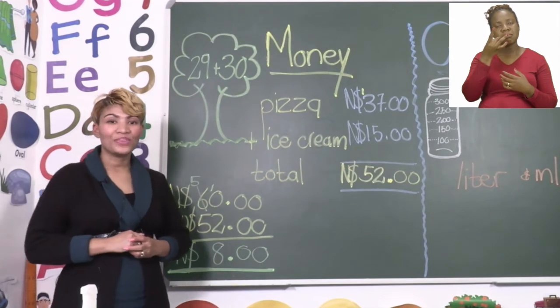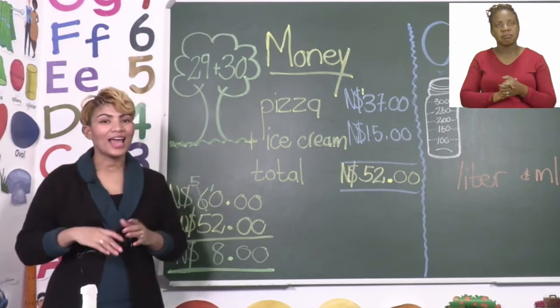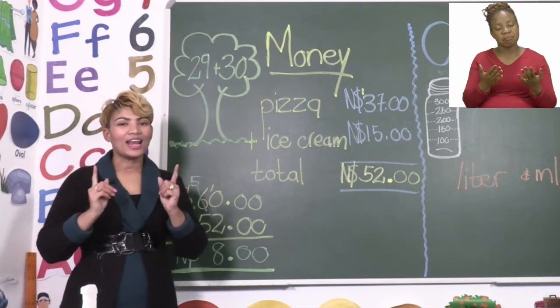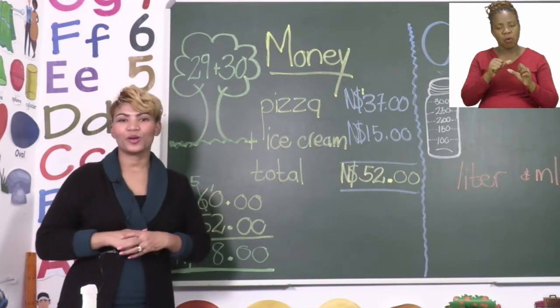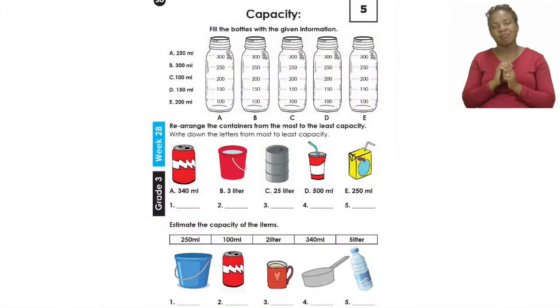Right, everyone? Before we go ahead and add up all the money and all the change, let's quickly turn our booklets to page 30 and see what you need to do next. Now on page 30, we are dealing with capacity. Now there it says that you have to fill up the bottles with the given information.